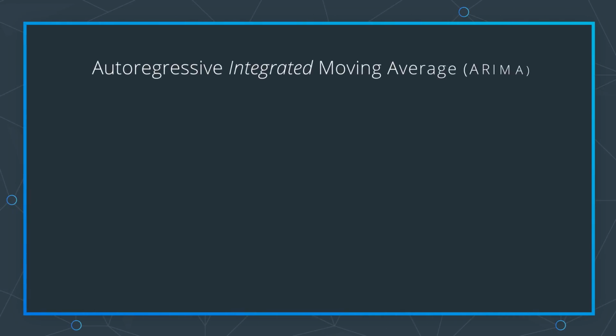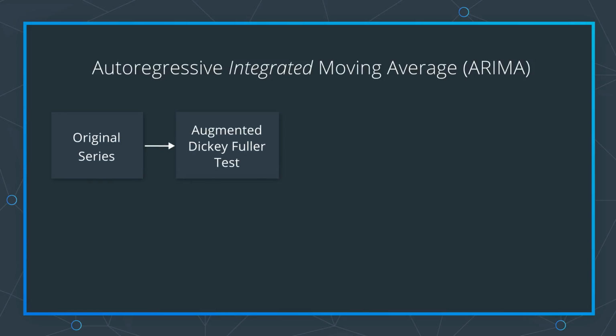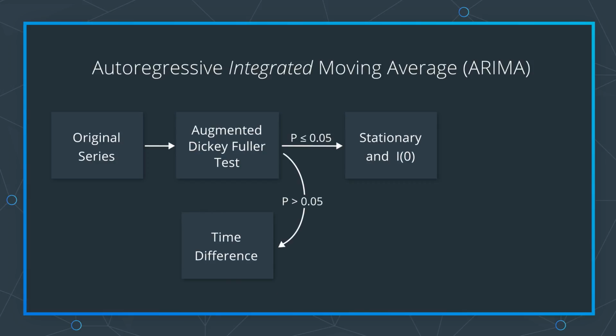So, when working with time series, you can check if it is stationary using a statistical test called the augmented Dickey-Fuller test. If the augmented Dickey-Fuller test gives a p-value that is 0.05 or less, then we can assume that the time series is stationary. If the data is not stationary, we can take the time difference, then run the augmented Dickey-Fuller test to see if the time difference is stationary. If it is stationary, then we can say that this time difference is integrated of order 0. We can also say that the original time series is integrated of order 1.